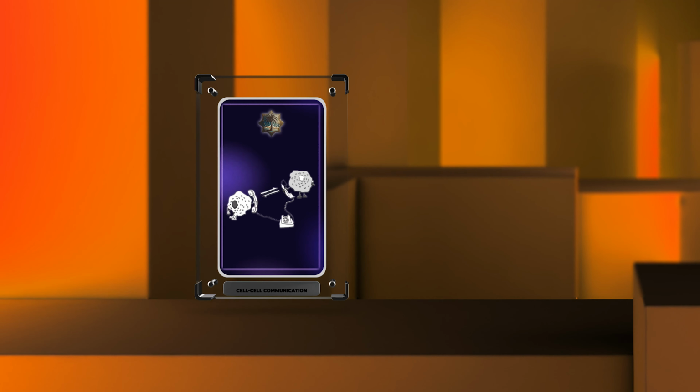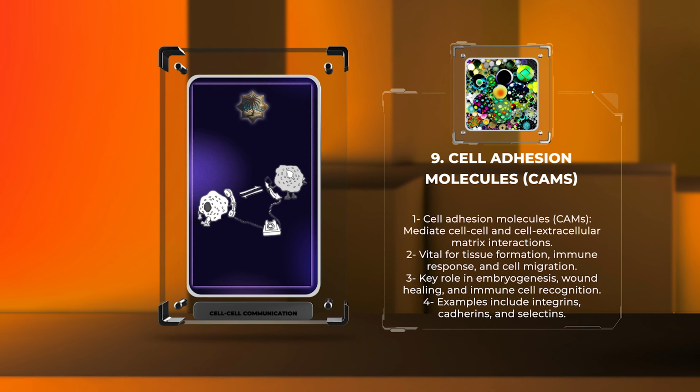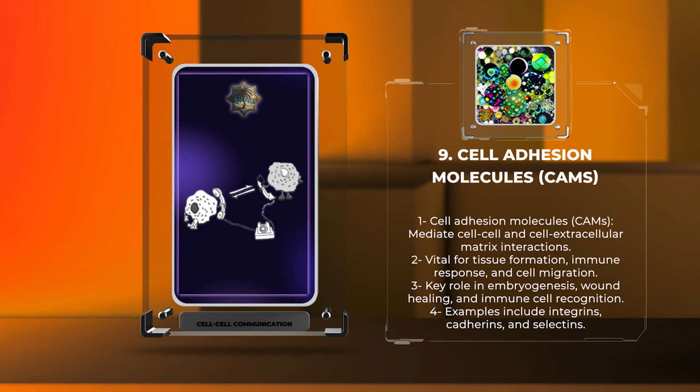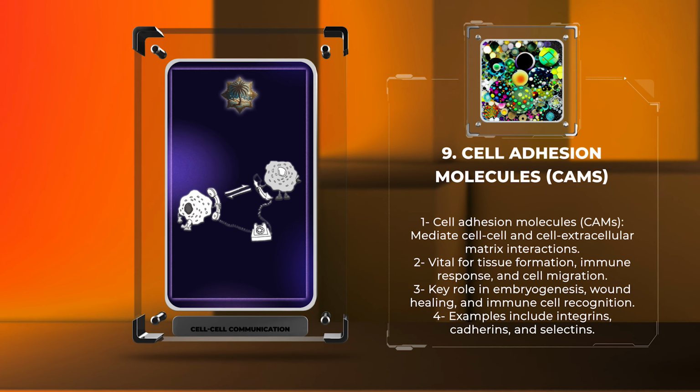Cell adhesion molecules, CAMs, are proteins present on the cell surface that mediate cell-cell and cell extracellular matrix interactions. These interactions are vital for tissue formation, immune response, and cell migration. CAMs play a crucial role in cellular processes such as embryogenesis, wound healing, and immune cell recognition. Examples of CAMs include integrins, cadherins, and selectins, each serving a unique function in cellular adhesion and communication.